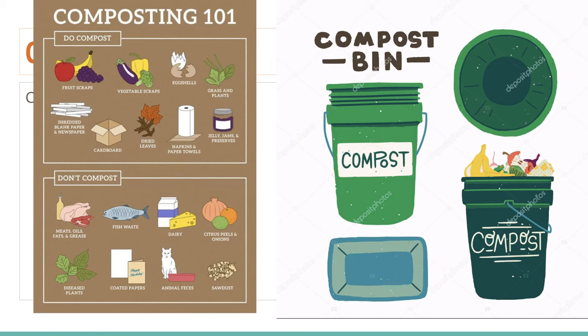But what we did want to highlight is Composting 101, what you can compost and what you can't compost. And of course, these things change depending on where you live. But mostly fruit scraps, vegetable scraps, eggshells, grasses and plants, jams, jellies, paper towels, napkins, dried leaves, cardboard, shredded paper, all of those things are great to add to your compost bin.